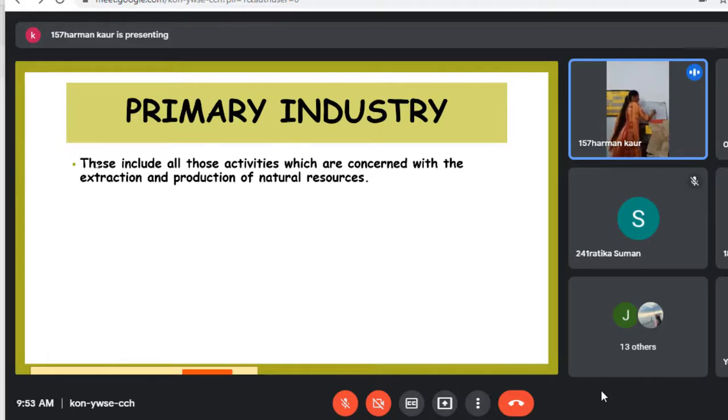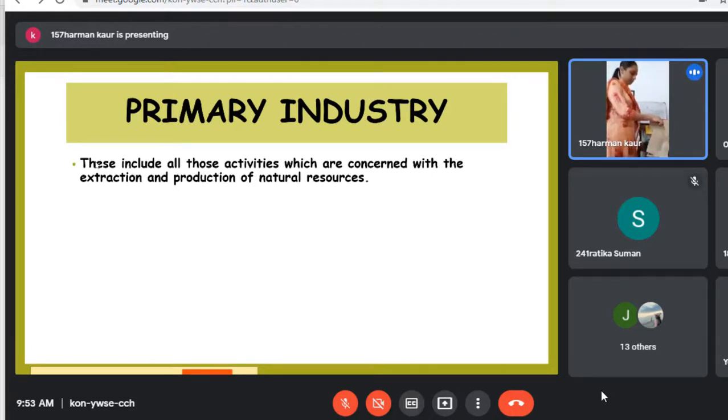and reproduction and development of living organisms and plants. These include all those activities which are concerned with extraction and production of natural resources. Extraction means निकालना, land में से dig करना, खोदना, and production of natural resources, that is, also producing natural resources with the help of farming and reproduction and development of living organisms and plants.